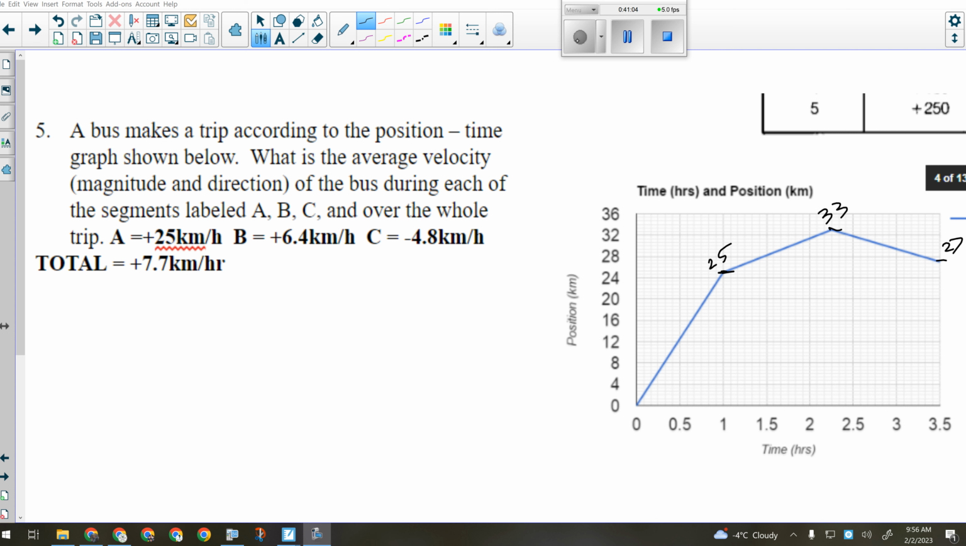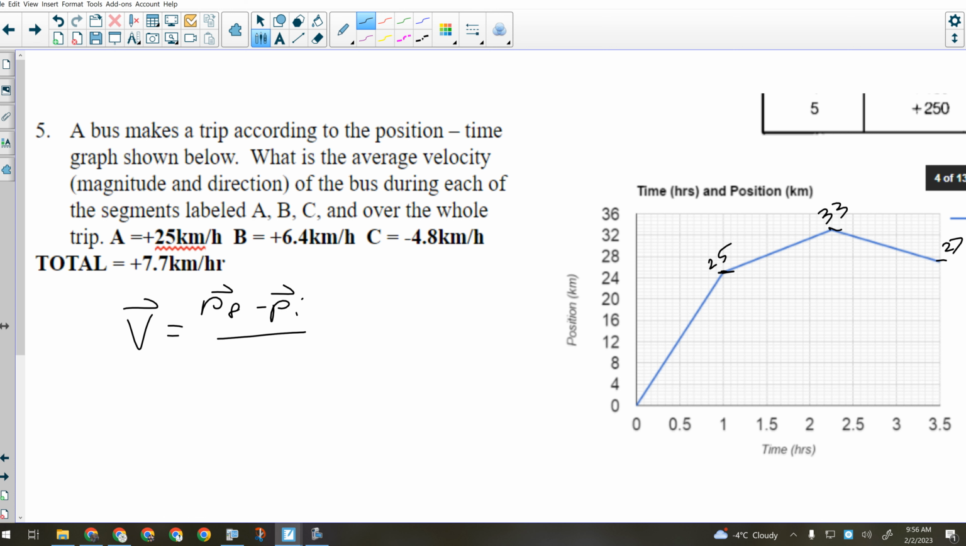Let's just look at this one really quickly here. For all of these parts, we're not really calculating the slope because we don't have one single linear function. But what we can do is remember that velocity is always going to be final position minus initial position over time, and we can read those items right off the graph because it's a position versus time graph. So for the first one, the initial position is 0, final is 25, and that takes 1 hour, so 25 kilometers per hour.